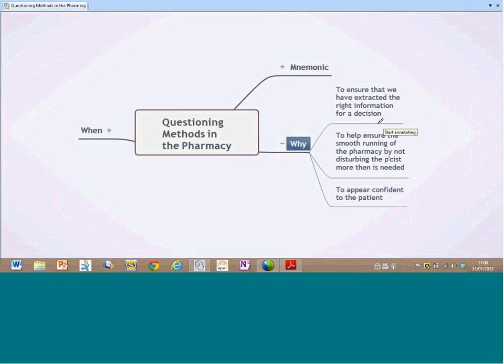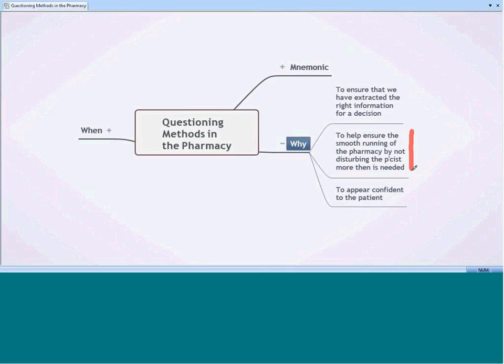So the second thing I would argue is this one here, which is to help support the smooth running of the pharmacy. Now you can imagine that you're effectively the first contact for that patient in the pharmacy. You can imagine having to run in and out of the dispensary every so often to get an opinion from the pharmacist, and then go back and ask the pharmacist again, and then go back and ask the patient. It doesn't work very well.